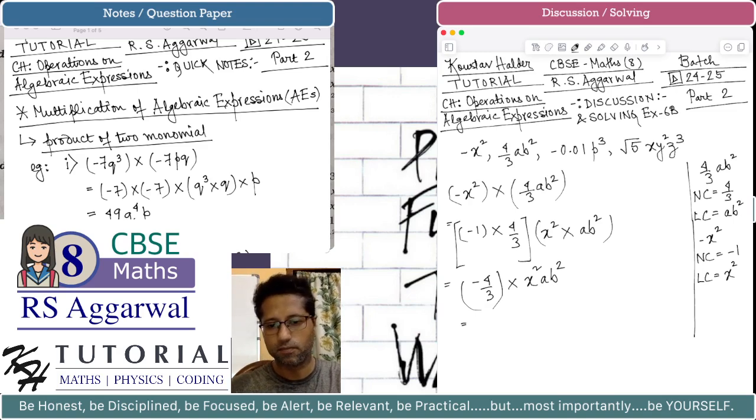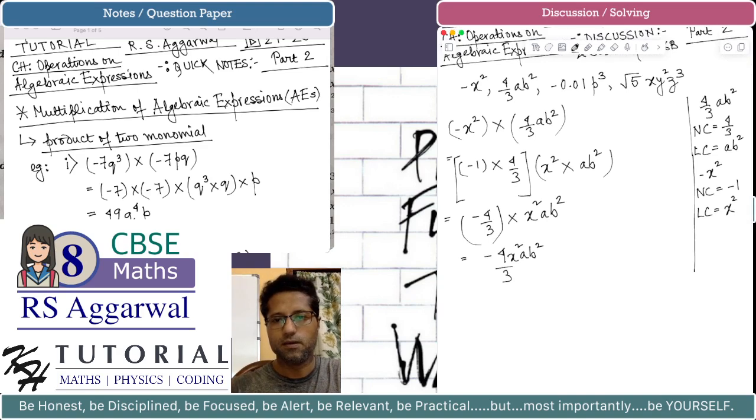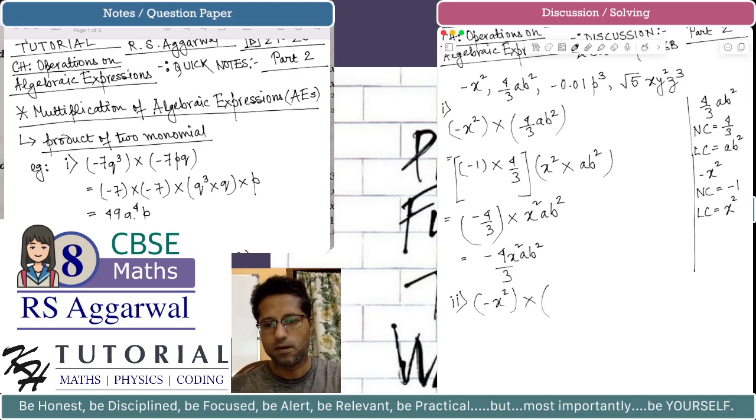So finally the product becomes minus 4 x square a b square by 3. Now let's take example 1. How do we find the product of this monomial, that is minus x square, and square root of 5 x y square z cube?